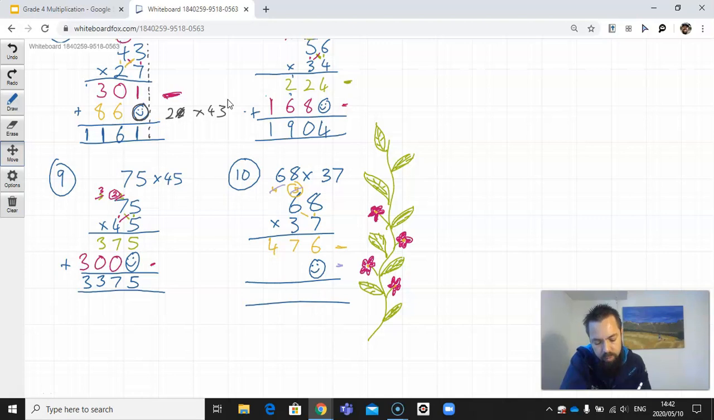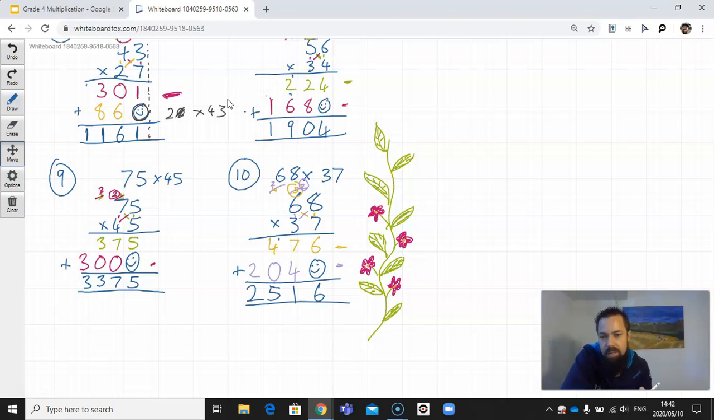Next line I'm going to do in purple. 3 times 8 is 24, carry the 2. 3 times 6 is 18, plus the 2 is 20. Carry the 2, 2 drops down. Now we just need to add them together. 6 plus nothing is 6. 7 plus 4 is 11, carry 1. 1 plus 4 plus 0 is 5. And 2 drops down, and my answer, 2,516.